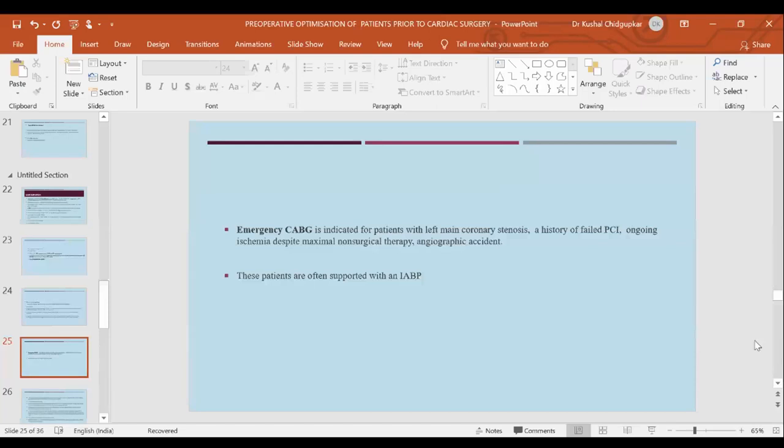Unstable angina is when the frequency of the anginal episodes is increased, the severity is increased, the patient starts to get chest pain on a lesser amount of exercise, which he initially wouldn't get angina on, or the patient starts having chest pain even at rest.